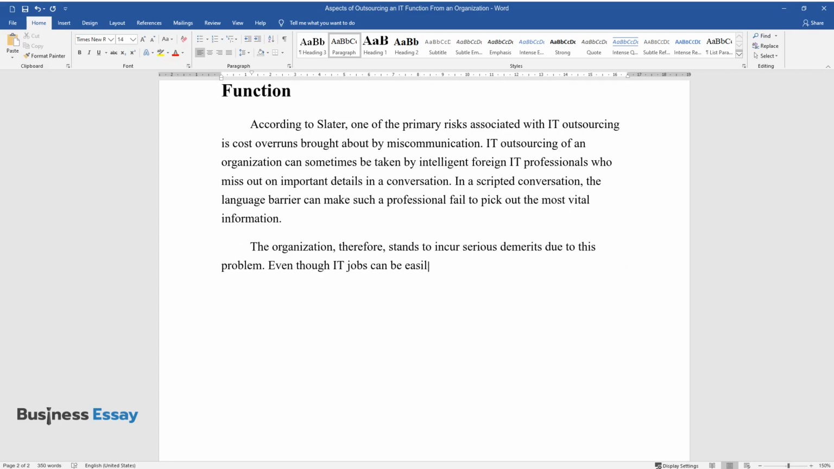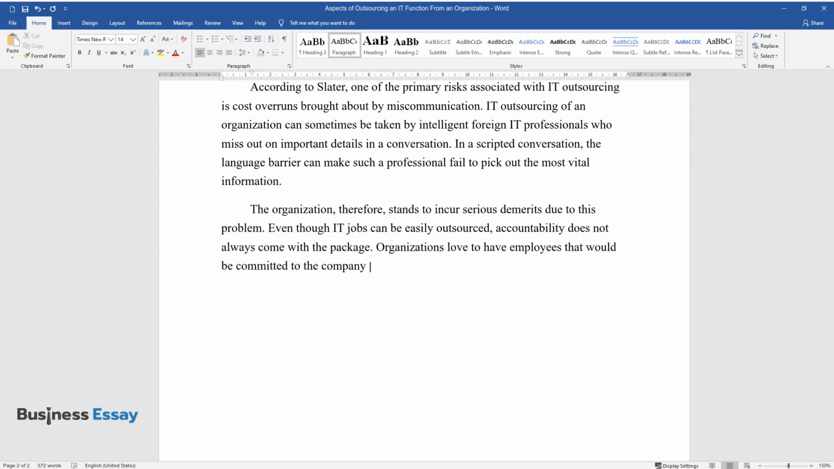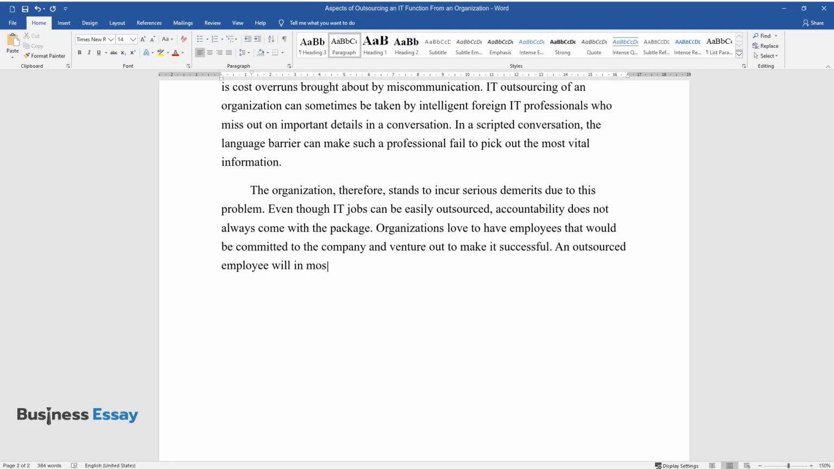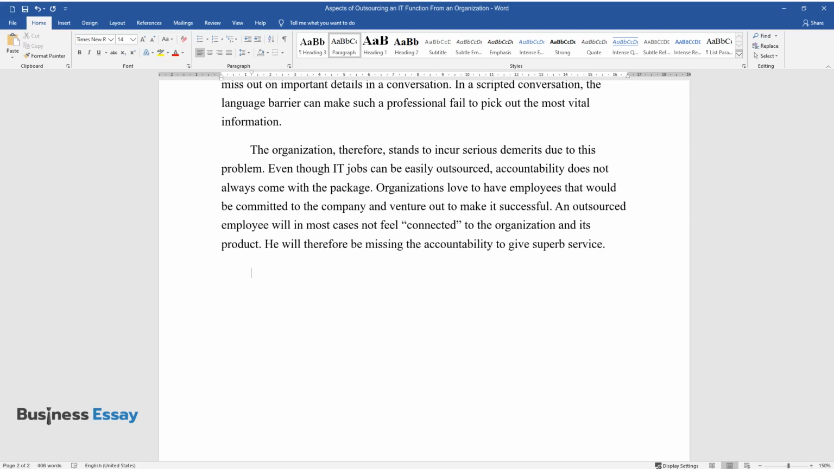Even though IT jobs can be easily outsourced, accountability does not always come with the package. Organizations love to have employees who would be committed to the company and venture out to make it successful. An outsourced employee will in most cases not feel connected to the organization and its product. He will therefore be missing the accountability to give superb service.